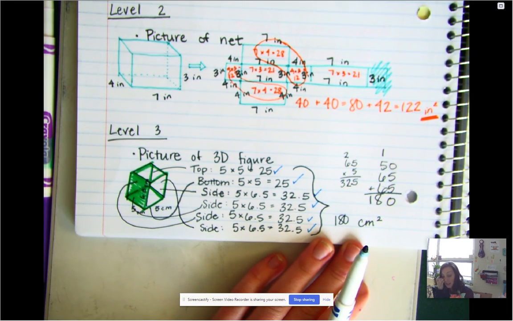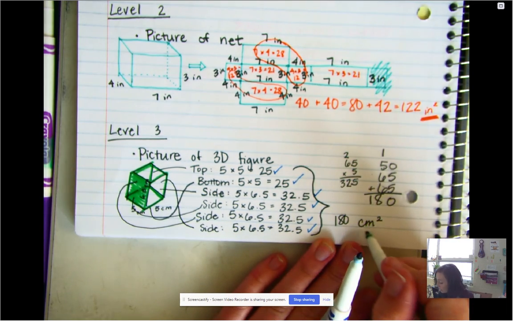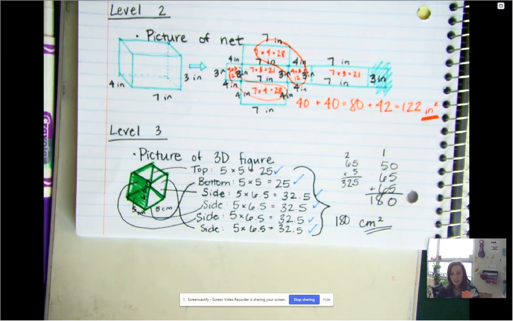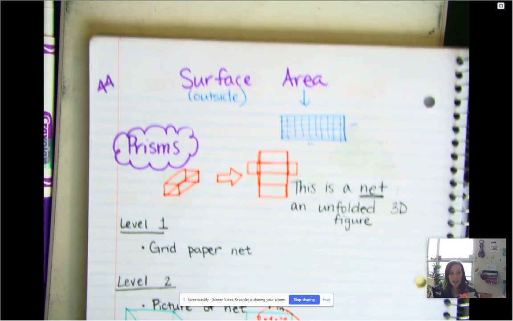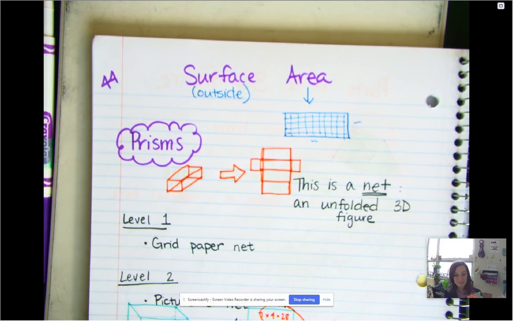And again, surface area is area, so it's always expressed in square units. Here's the 3 levels of finding the surface area of a rectangular prism. Oh, I can't find them.